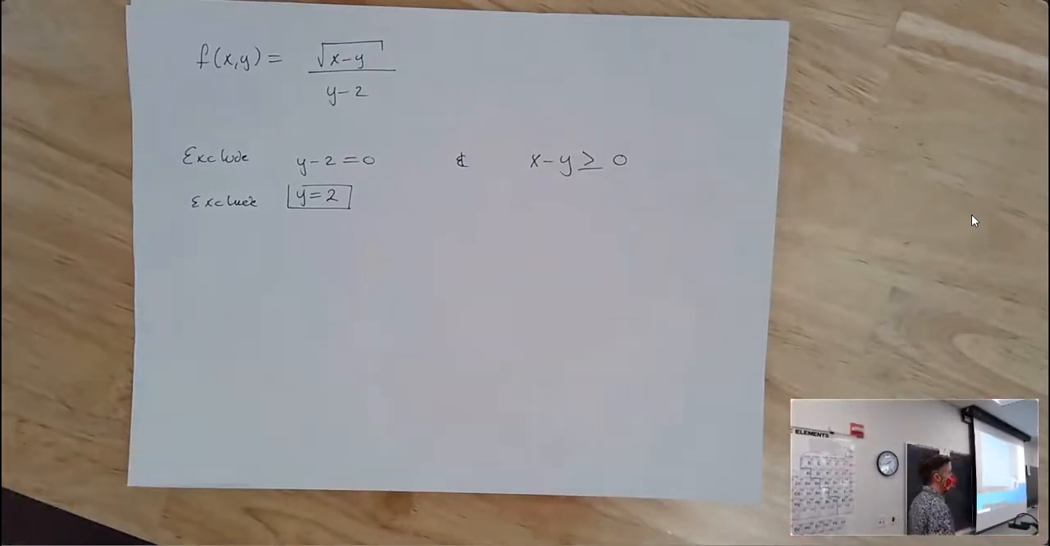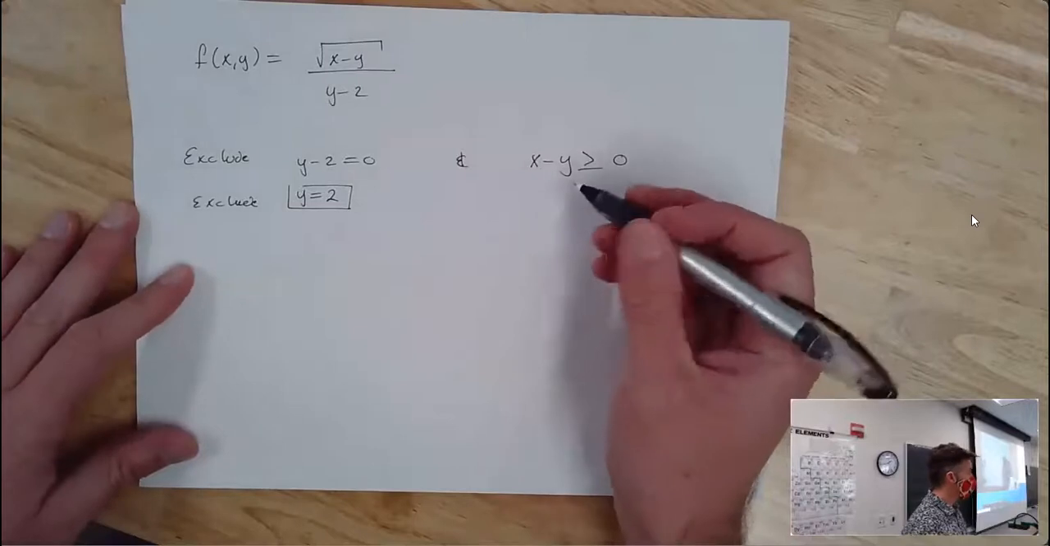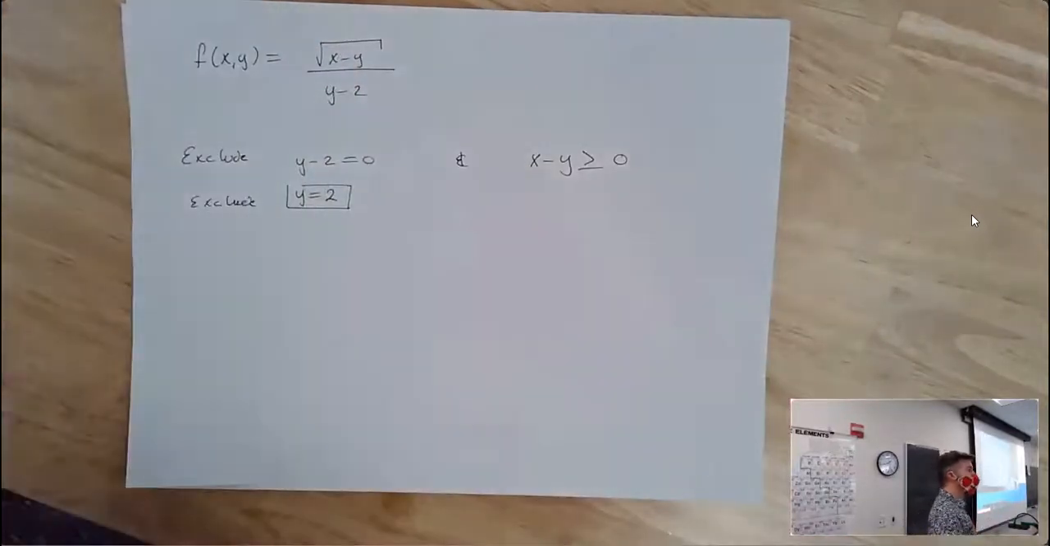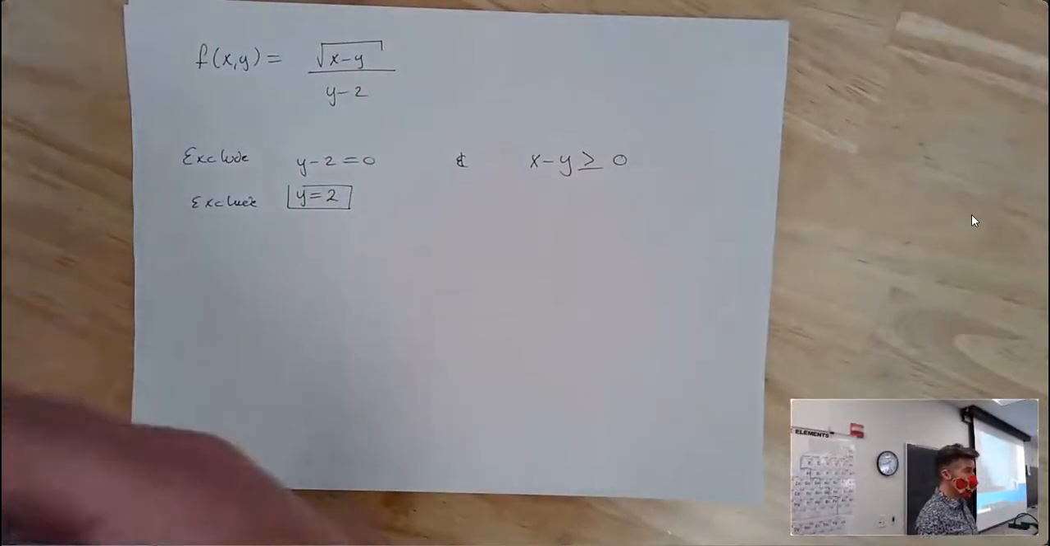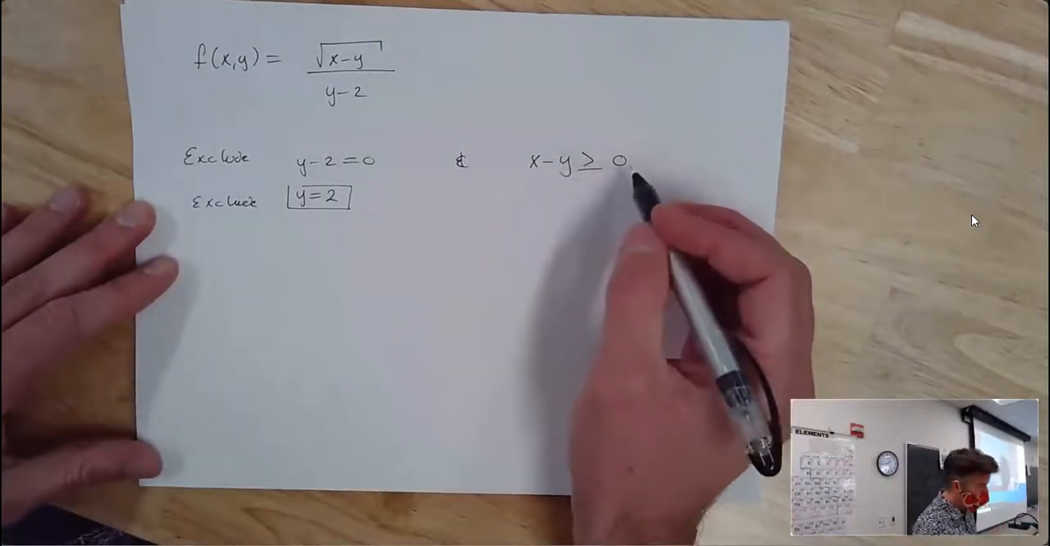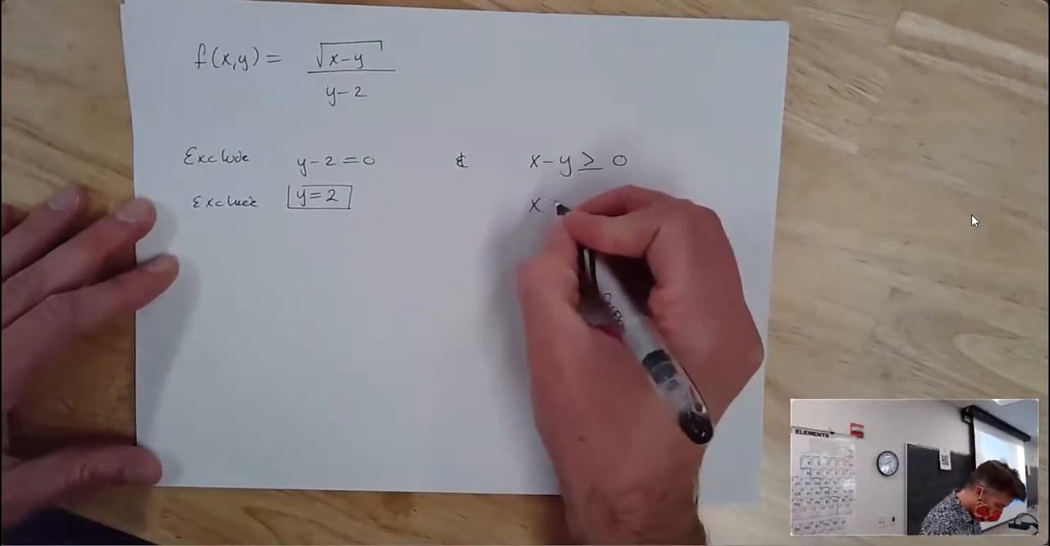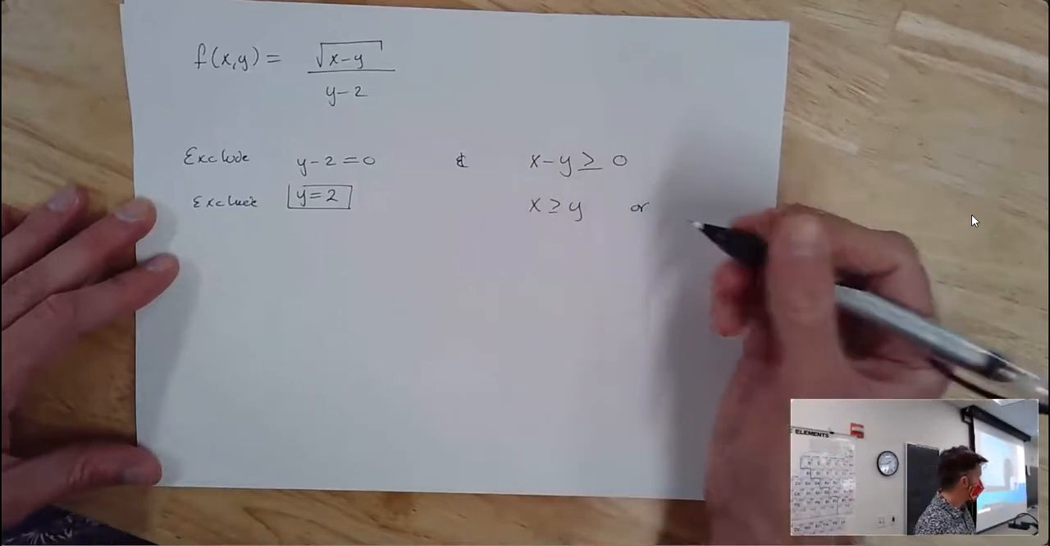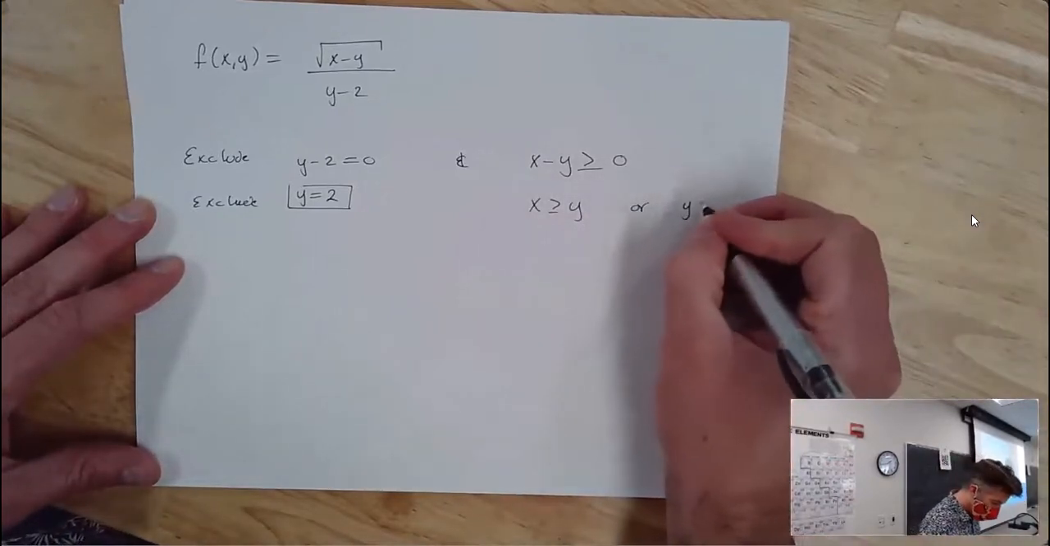Now, when I'm thinking about this, I'm thinking about drawing something in the xy plane, because usually if I'm trying to describe my domain, it's going to be some portion of the xy plane. And usually I'm best at drawing things if I'm writing y as a function of x. So I'm going to solve this inequality for y if possible. It's not always going to be an option, but if it is, that's usually my go-to. So I probably just add y to both sides and then say x is bigger than or equal to y, or maybe slightly easier to think of, y is less than or equal to x.